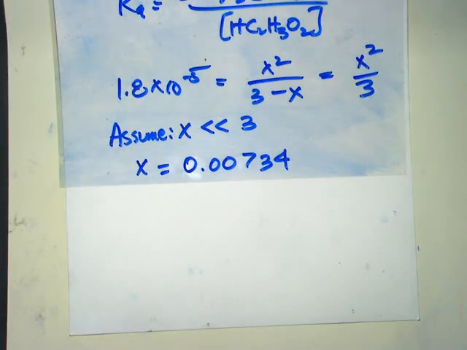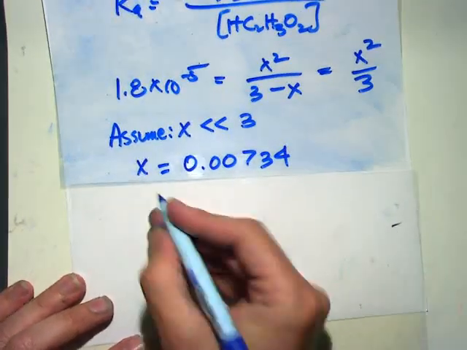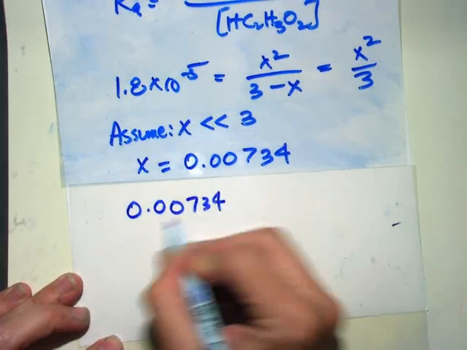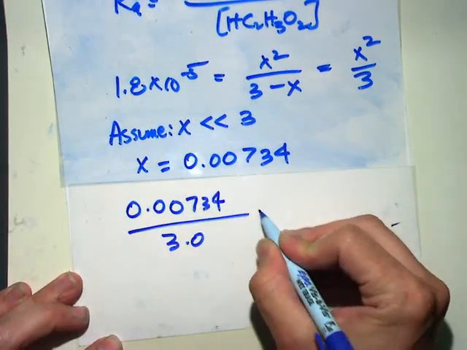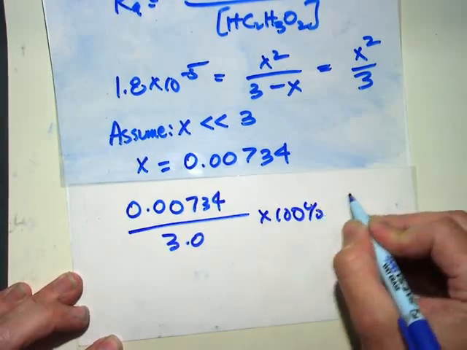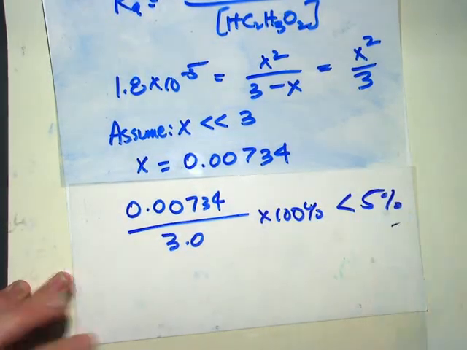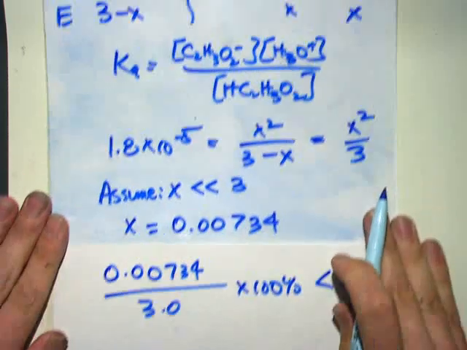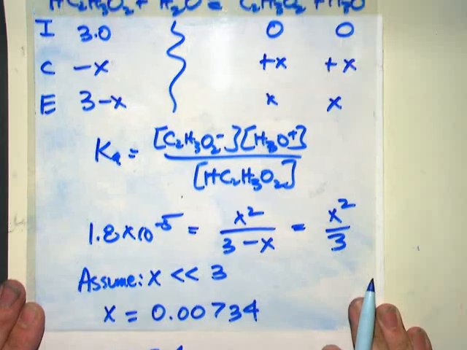Okay, so we have x. X is equal to what important concentration? The H3O plus concentration. So this is equal to the H3O plus concentration. So pH equals negative log of the H3O plus concentration.